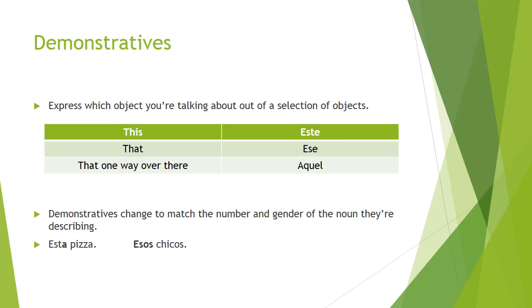Demonstratives express which object you're talking about out of a selection of objects. This is este, that is ese, and that one way over there is aquel. Demonstratives change to match the number and the gender of the noun they're describing. So if we talked about this pizza, since pizza is feminine, it's esta pizza. And if we're talking about those boys, boys are masculine and plural, it would be esos chicos.